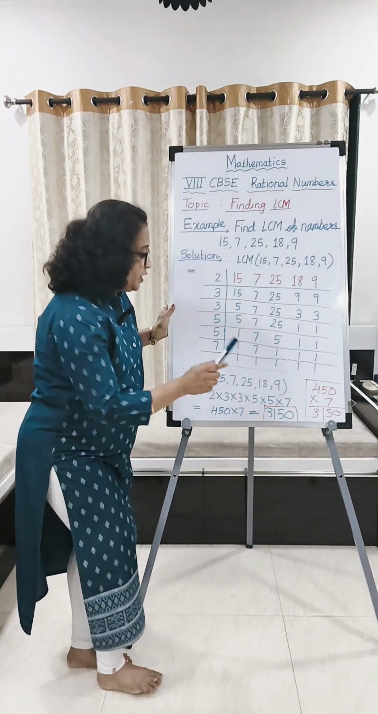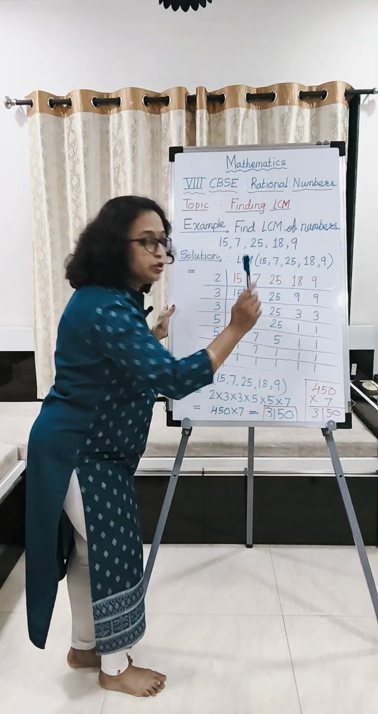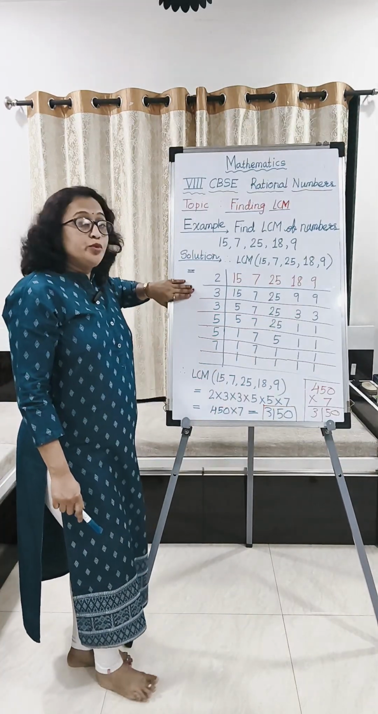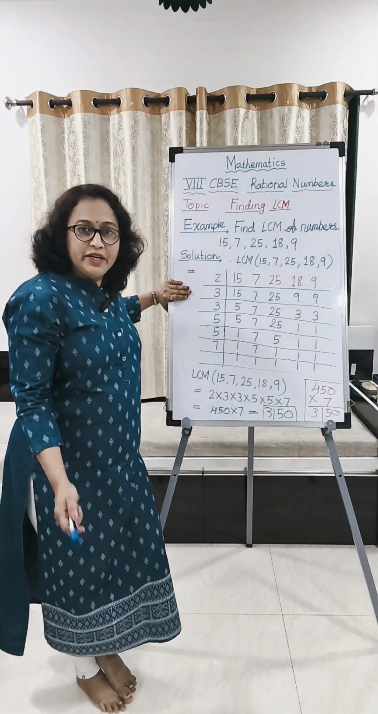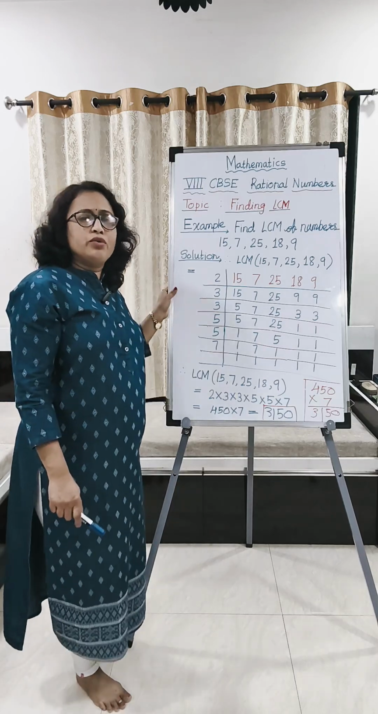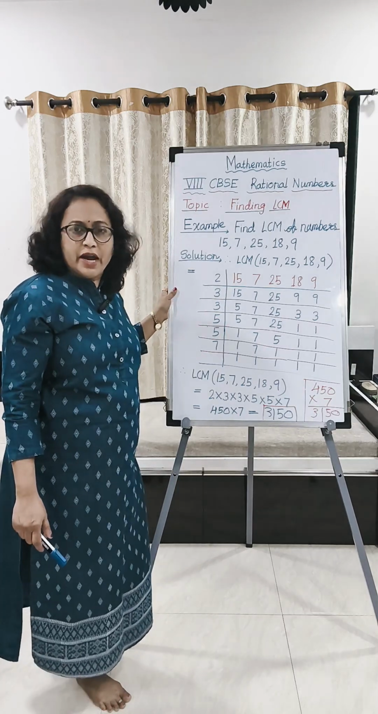So ultimately we have 1 1 1 1 1. So in last row we have 1 everywhere. So here the procedure of finding LCM is completed. So this is how we have to find the LCM of more than 3, 4, 5 numbers at a time.